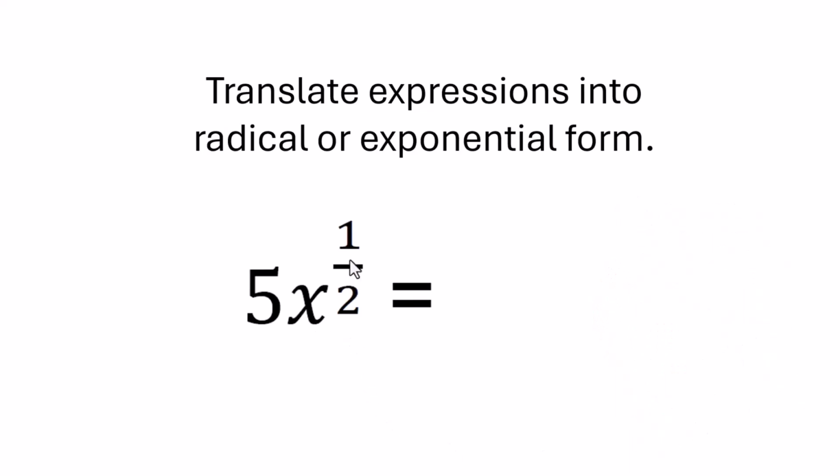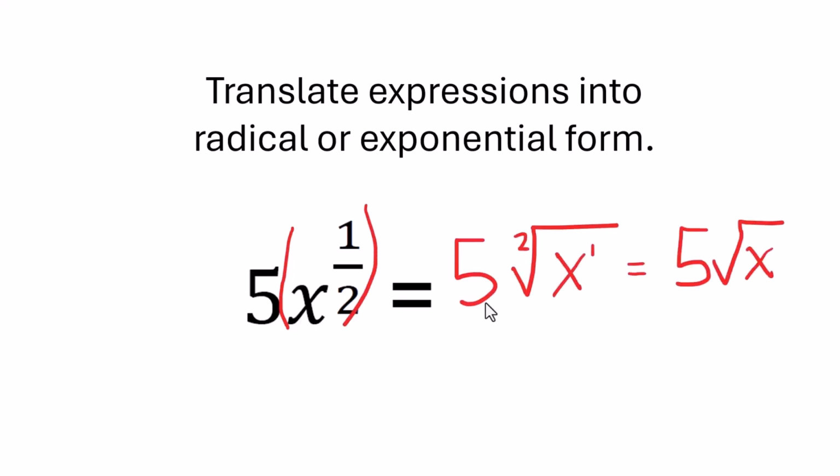This one's tricky. That exponent, 1/2, is only on the x. It's not on the 5. 5 is just coming along for the ride. So this is 5 times the square root of x to the 1st, which is 5 square root x.